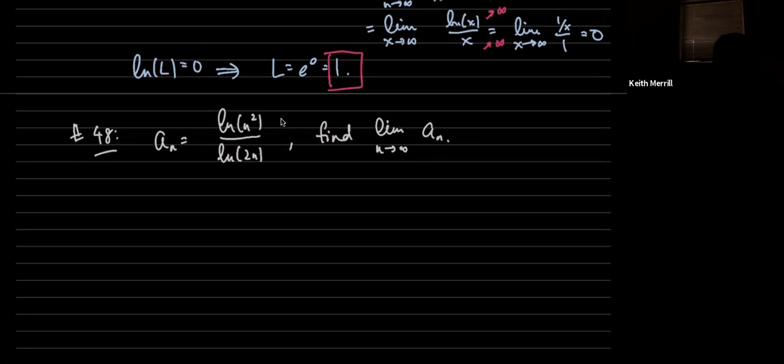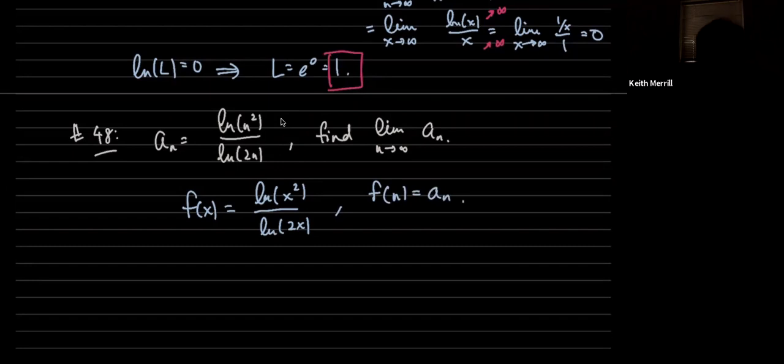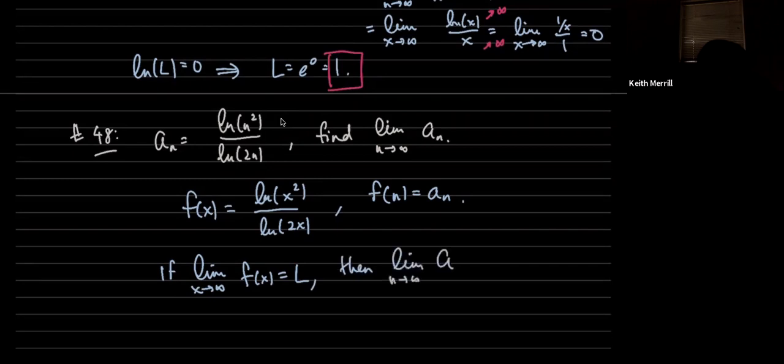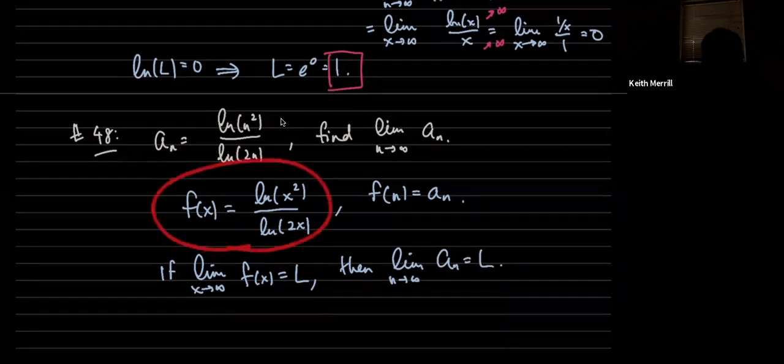So the first way, of course, is that it is fairly easy to write f of x as the function ln of x squared over ln of 2x. And you will see immediately that a sub n is given by evaluating f at the integer n. So by our theorem, this is the theorem we used just before, but I gave myself more space on this one: if the limit of this function equals L, then the limit of this sequence is also L. So I'm reduced to trying to understand how this works.